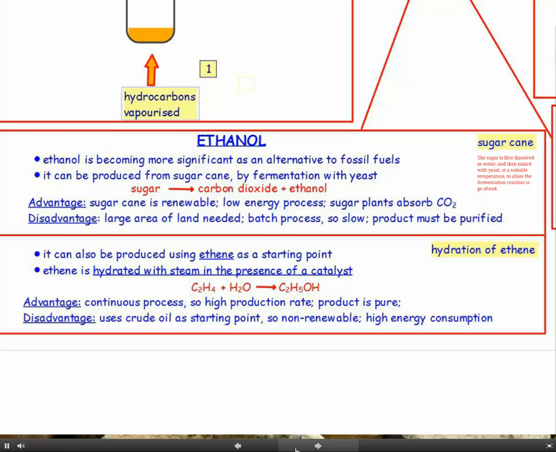Now, the advantage of this is that it's a continuous process, so it's a high production rate, and the product is pure. We don't have yeast all mixed up in there and bits of sugarcane. The disadvantage is that it uses crude oil as the starting point, so it's not renewable, and this is a high energy consumption process.